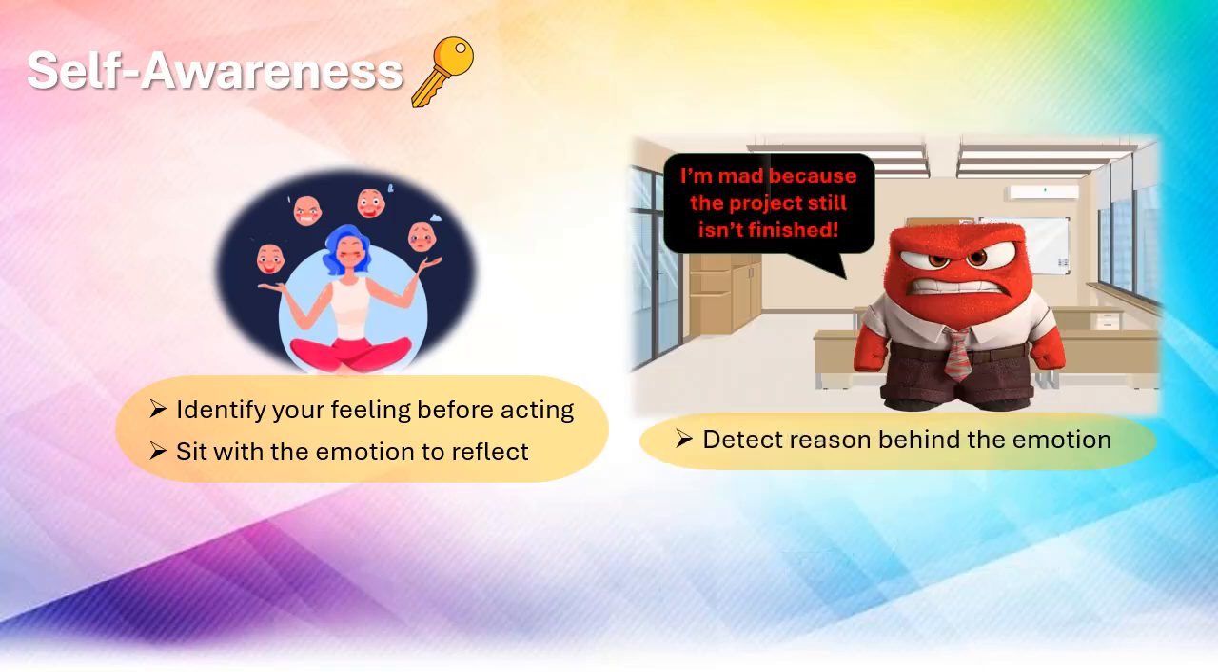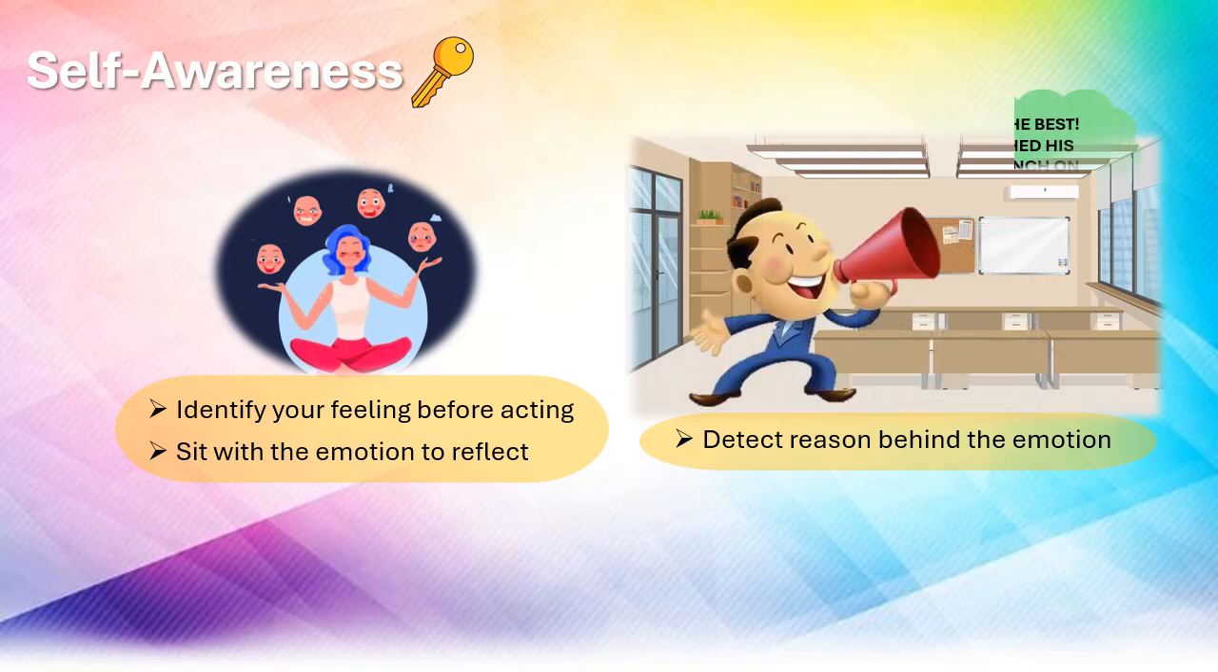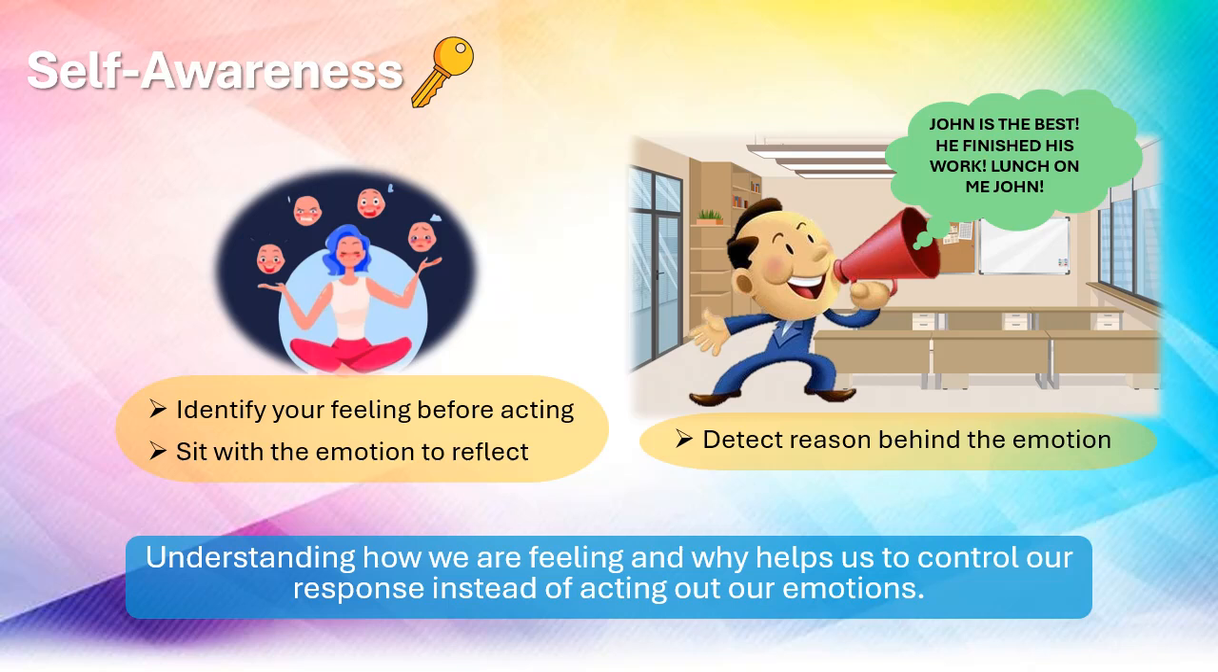The next step is to understand why we are feeling this way. Are we upset because an employee won't complete a task? Or frustrated because our manager isn't providing enough details for you to accomplish your goals? Perhaps you are elated at an employee's performance. Even positive emotions need bias. Understanding how we are feeling and why helps us to control our response.